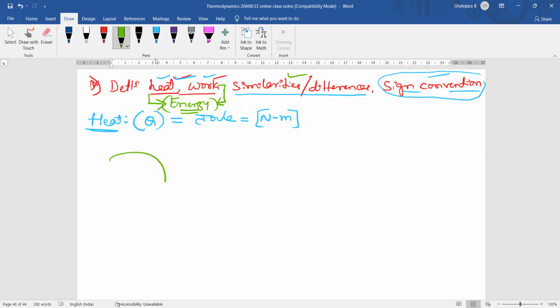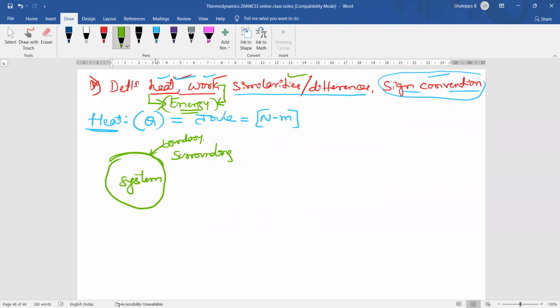So what is the definition of heat and work? Let us consider one system. System is nothing but a machine, one device. And outside the system is always the surrounding. Between system and surrounding, there is a layer that is called the boundary. I hope you remember these three terms: system, boundary, and surrounding.